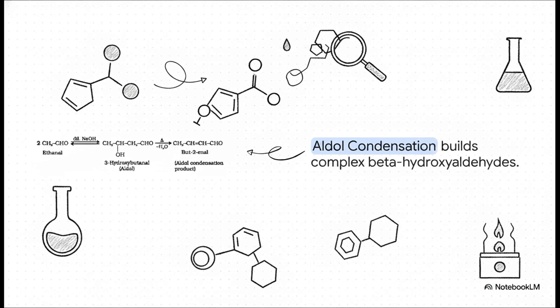First up, the aldol condensation. This one requires an aldehyde or ketone that possesses at least one alpha hydrogen. When you put them under the influence of a dilute base, 2 molecules of ethanol, for example, will condense together. They physically link up to form a much larger, way more complex beta-hydroxyaldehyde. It's an incredible, elegant way to build larger carbon frameworks from tiny building blocks.